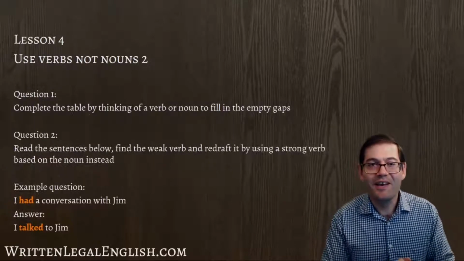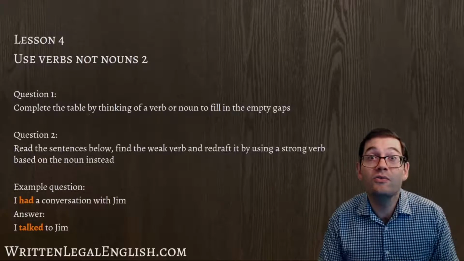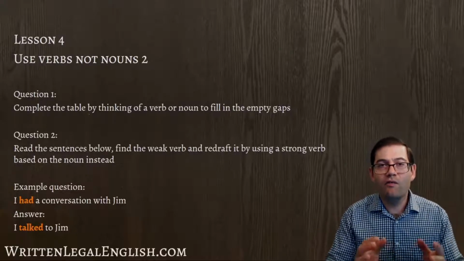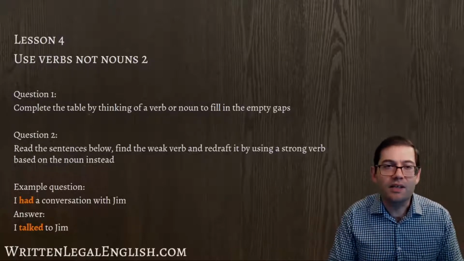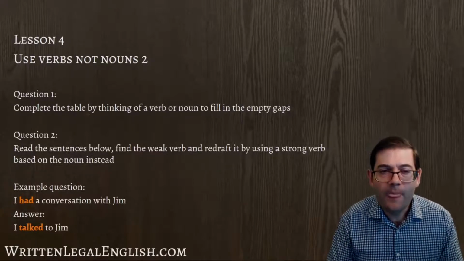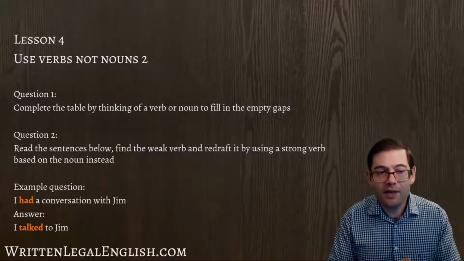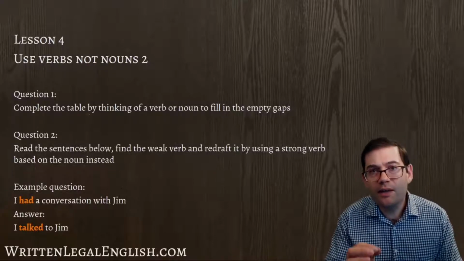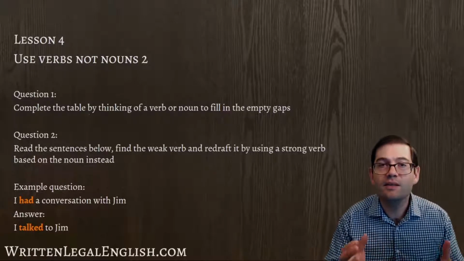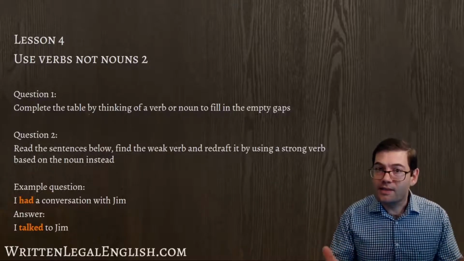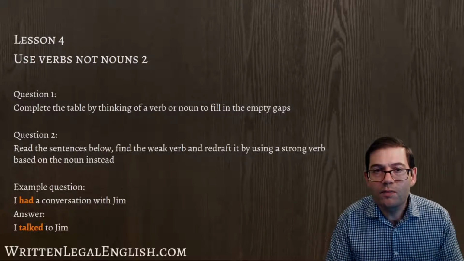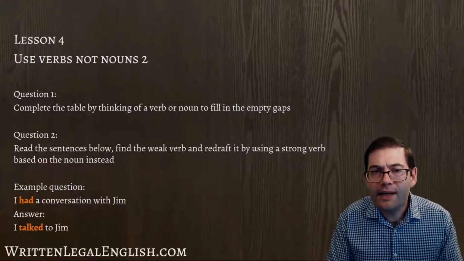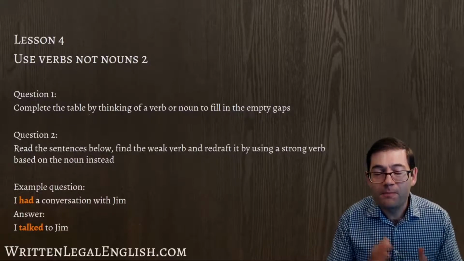Okay, questions. For question number 1, I would like you to do the same exercise that we did in the last unit. If you can see a verb, give me a noun. If you can see a noun, give me a verb. And for question number 2, it's the same idea. Read the sentences below, find the weak verb, and redraft it by using a stronger verb based on the noun instead. So, as an example, I had a conversation with Jim should be, I talked to Jim. And once again, just keep an eye out for those prepositions. Okay, good luck.